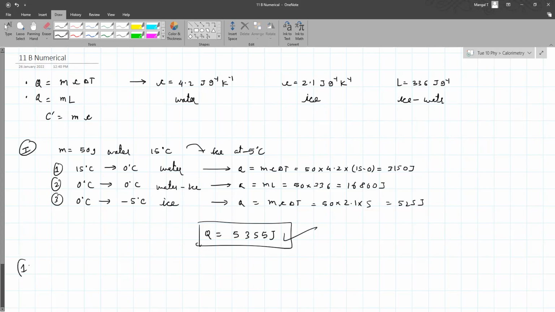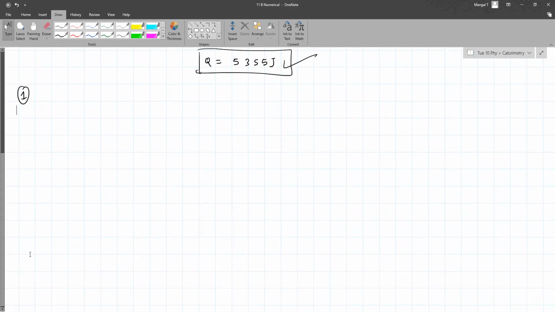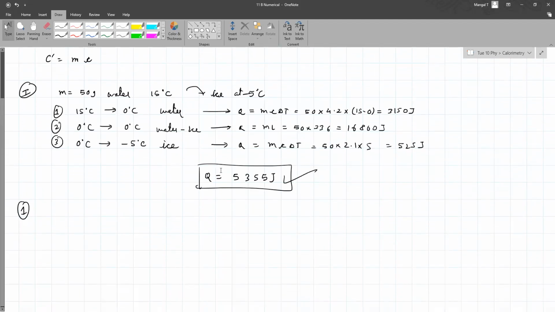So I would like you to read the first question in your mind and understand the process, what is happening. So we have 10 grams of ice, which is at 0 degree, and it absorbs 5,460 joules, and it becomes water at 50 degrees. So it's like a kind of a reverse process of what I've told you.